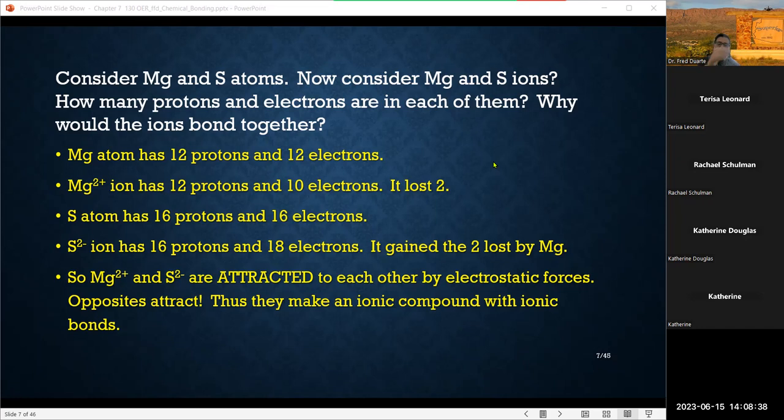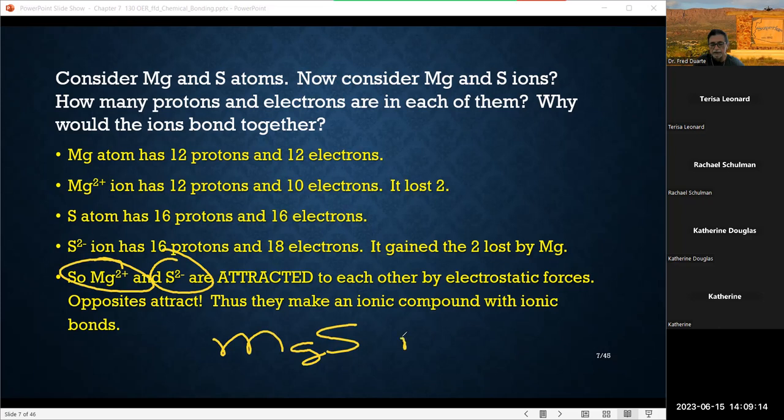Okay. Now, what we do here to write a formula, once you put them in an ionic form, now I can calculate how many of each I need. So you notice that the magnesium ion is a +2, and the sulfur, which is now called sulfide, is a -2. So I can write the formula simply as MgS. Okay, because the +2 and the -2 cancel each other out, so I just need one of each.